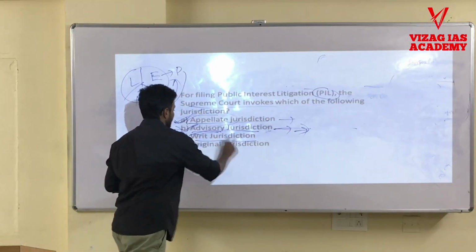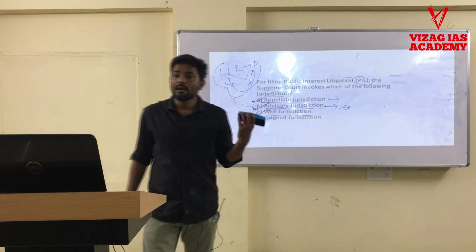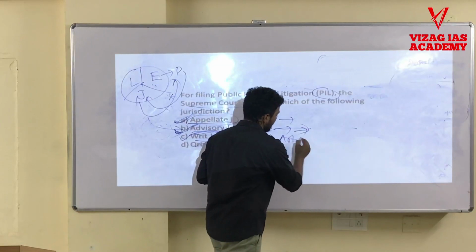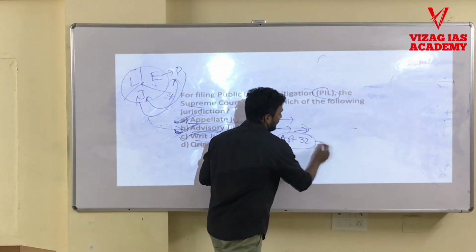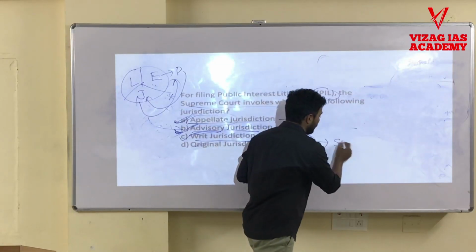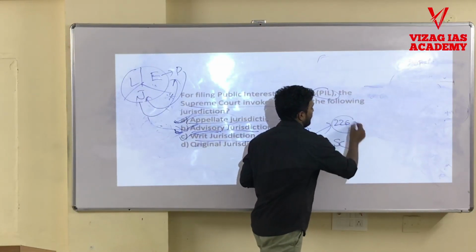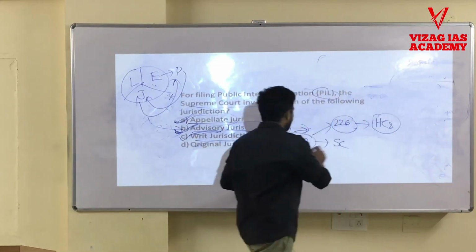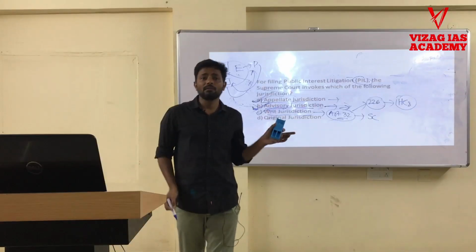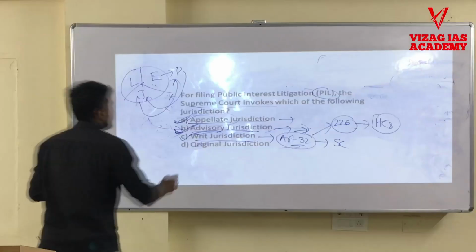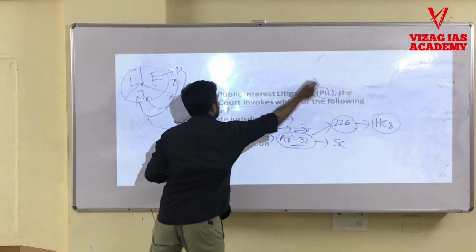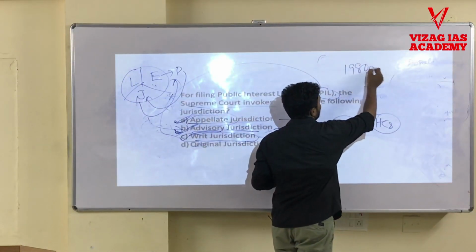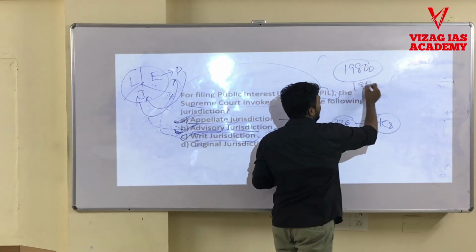Whereas writ jurisdiction means we have seen several writs under Article 32 of the Constitution, which gives writ jurisdiction to the Supreme Court, whereas Article 226 gives the writ jurisdiction to the High Courts. So under Article 32, one can approach the Supreme Court under writ jurisdiction. This PIL concept originated in the early 1980s, somewhere around 1982.